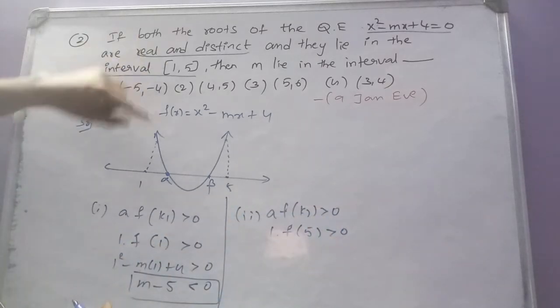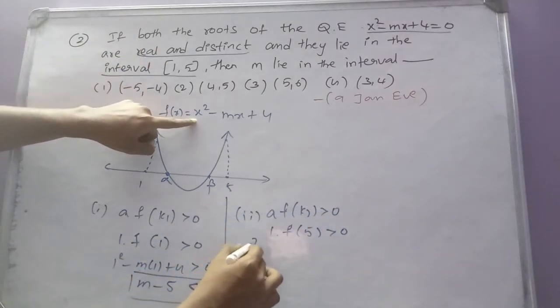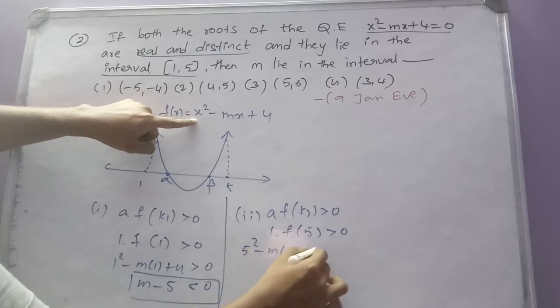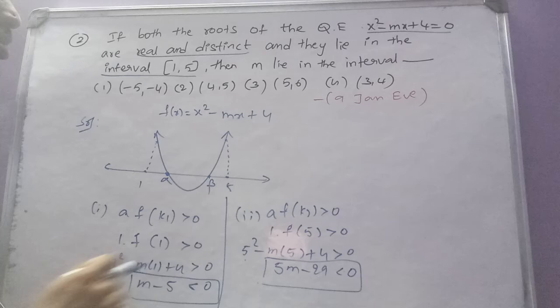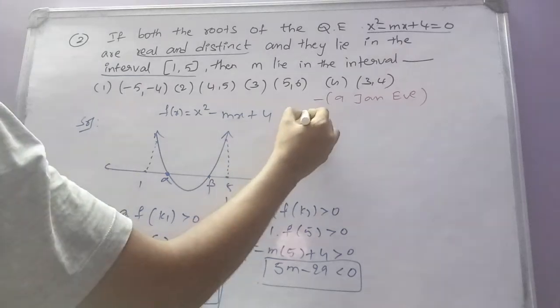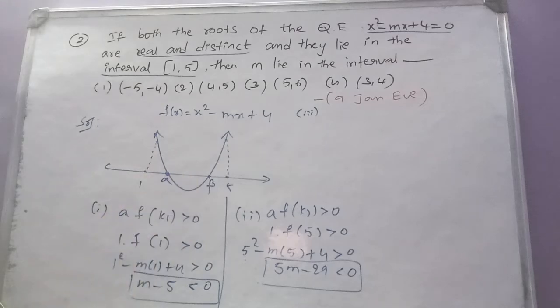So find out what is f of 5. 5 square minus m into 5 plus 4 greater than 0. So 5 square is 25 plus 4, 29. 29 minus 5m. And if I multiply with minus on both sides, you will get 5m minus 29 less than 0. So this is the second condition that I am going to use. Second inequality.